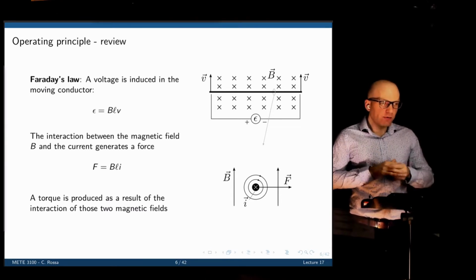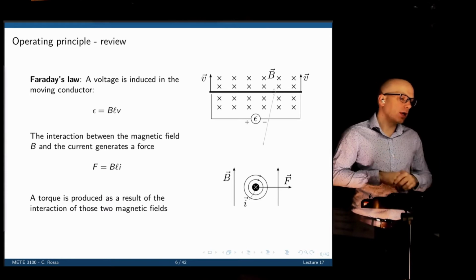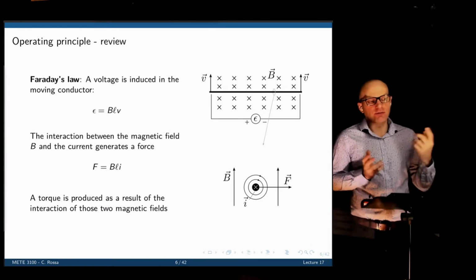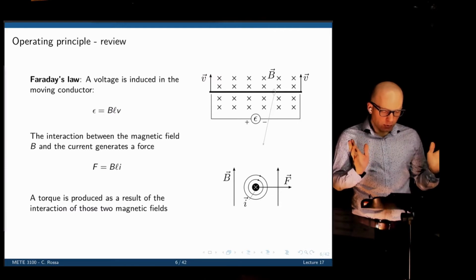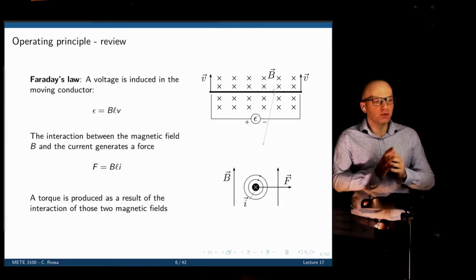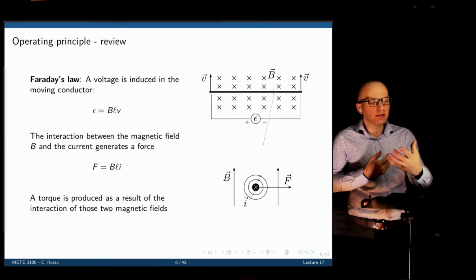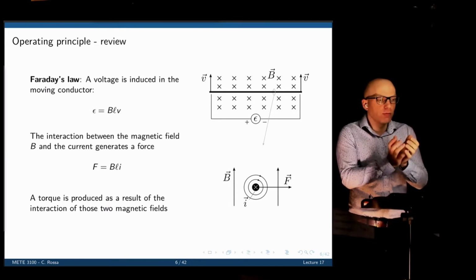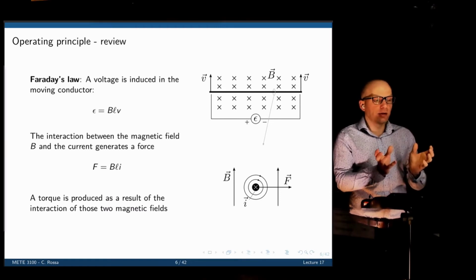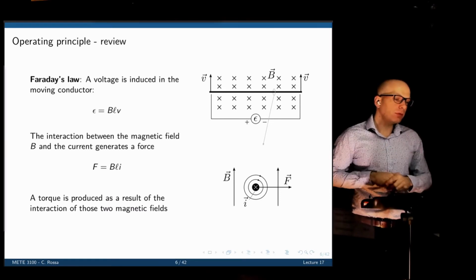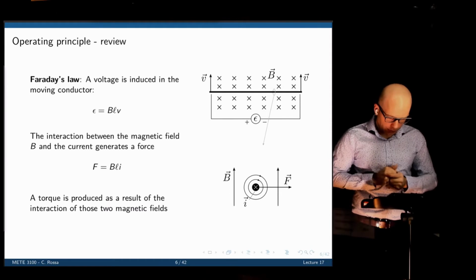And this force, if we do a certain arrangement in an induction machine, that force now develops a torque. The torque is the result of the interaction between the field generated by the current that passes through the coil, which creates its own magnetic field, and the magnetic field from the environment. The result is a force.